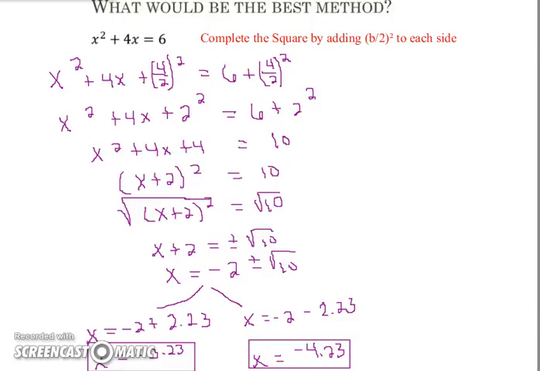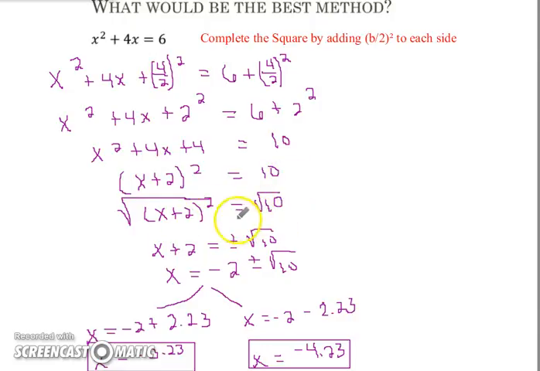you would start off by adding b divided by 2 squared to each side. So looking at our example here, our b term is 4. So 4 divided by 2 squared. 4 divided by 2 simplifies to 2 squared. So you're adding 2 squared to each side, which actually equals 4. So we added 4 to each side. This trinomial can factor to a perfect square factoring pattern. So x plus 2 squared equals 10.